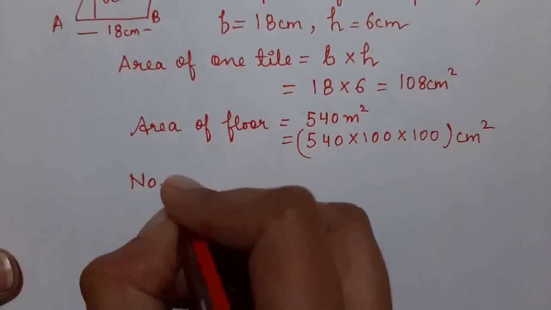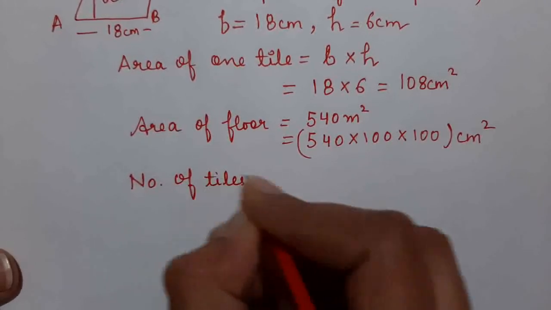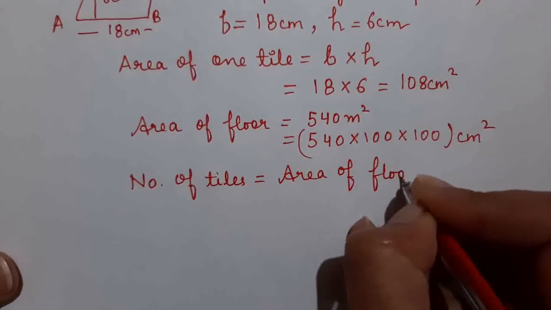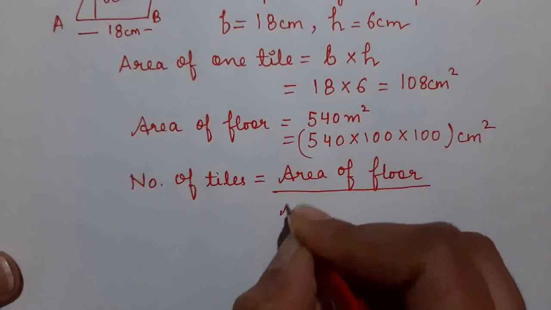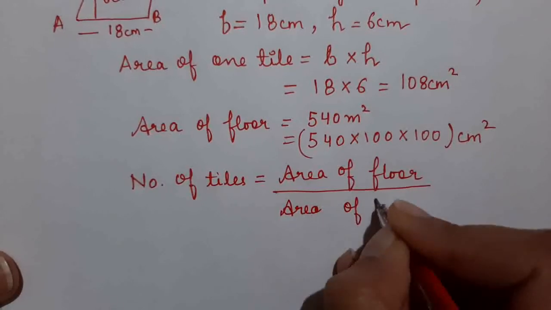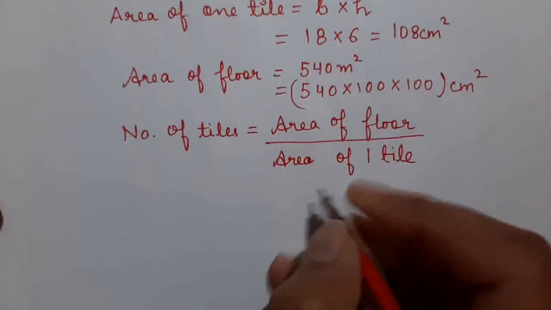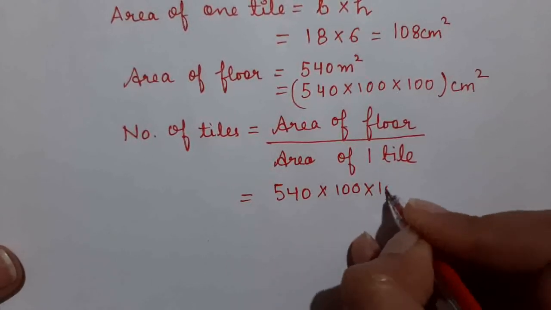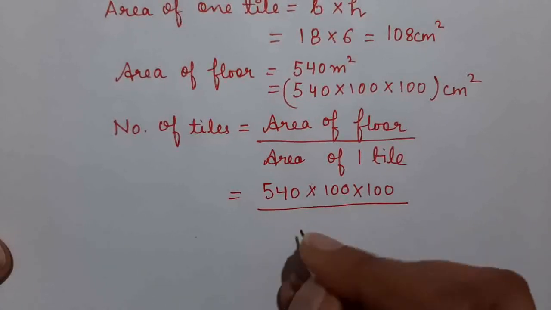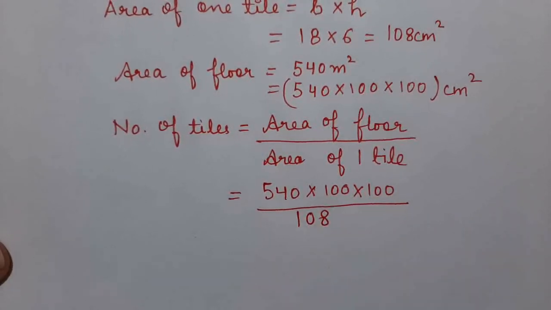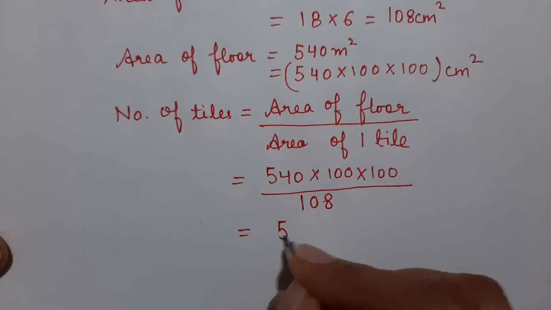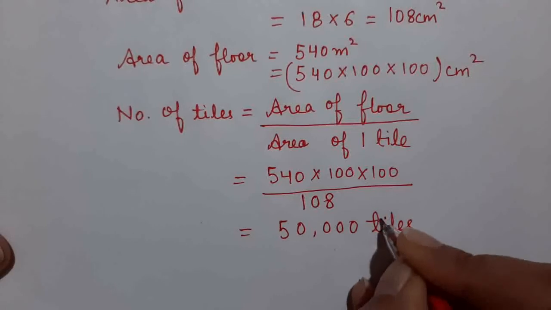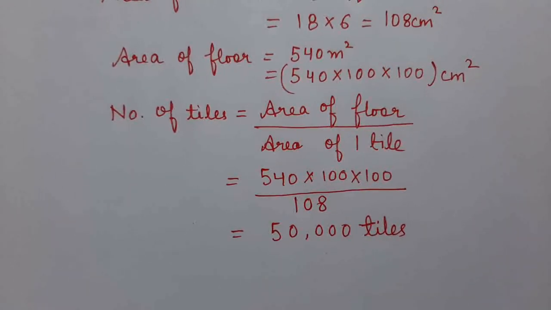Now number of tiles equal to area of floor divided by area of one tile, that is 540 into 100 into 100 divided by 108, that is the area of one tile, and the final answer is 50,000 tiles. So this was question number 5.